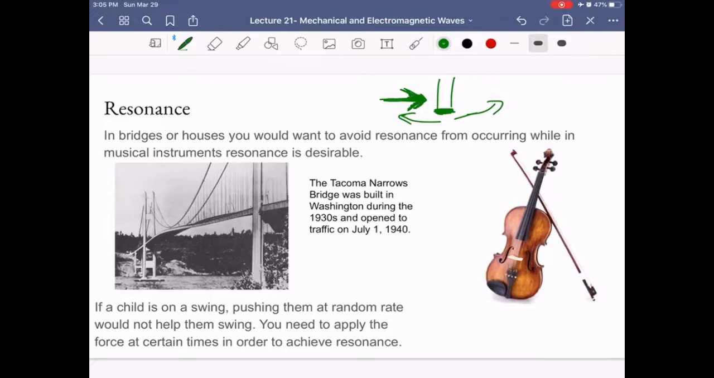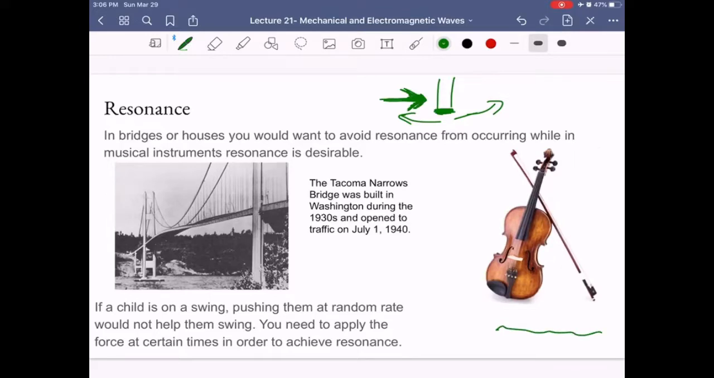So if you want to achieve the result, you have to pick the right frequency. Resonance here is helping you to swing this child on a swing. But what about musical instruments?